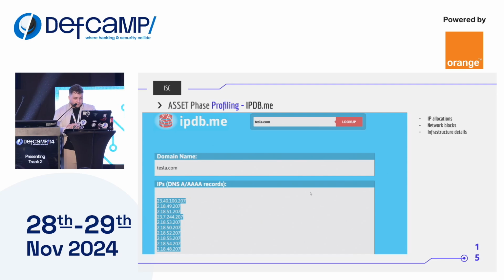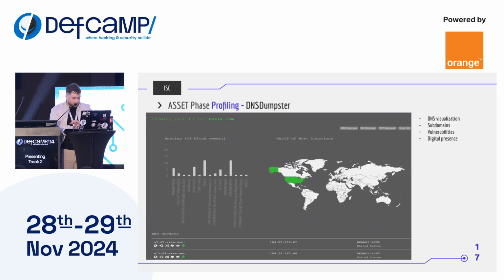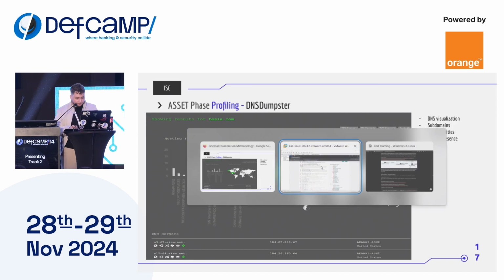With this information, we can then go to ipdb.me in order to get their IP allocations, network blocks, and the details of the infrastructure. And we also have Digger tools, which is an awesome tool that discovers hidden subdomains, domain information, and also asset mapping. And DNS Dumpster that I will show you.